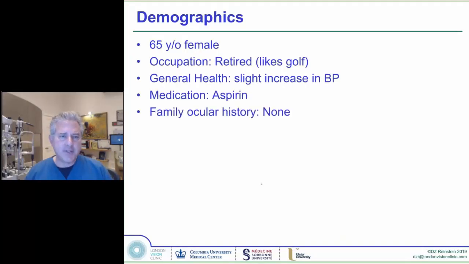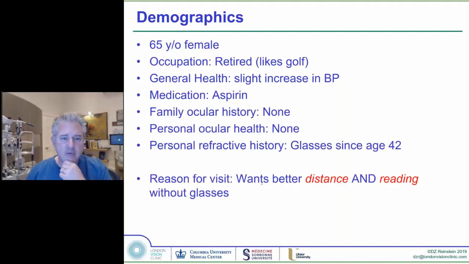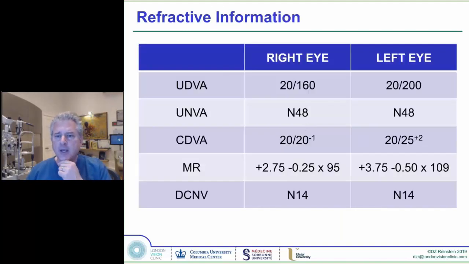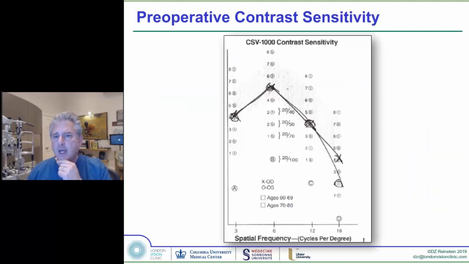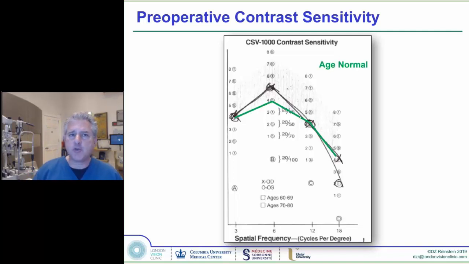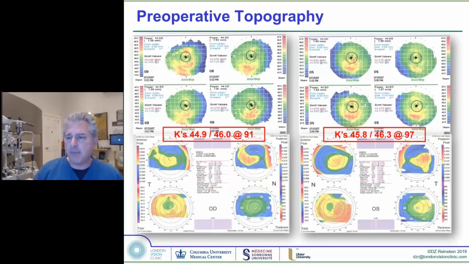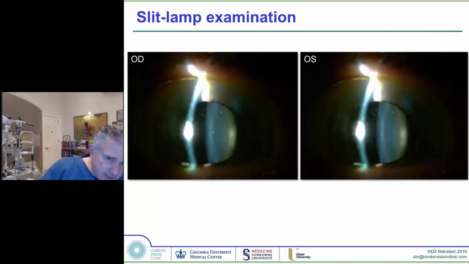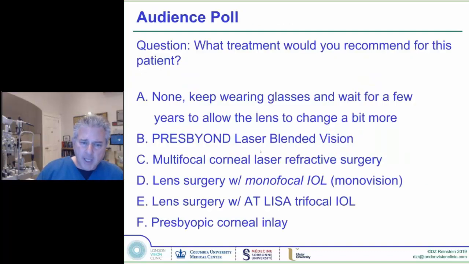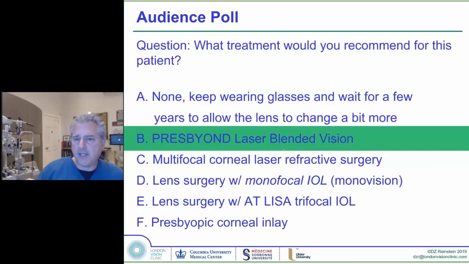So we have a 65-year-old female who presented with a relatively high hyperopia, and she had normal contrast, above age normal. Her topographies looked great. Her Ks were within reason. Her corneal thicknesses were sufficient. And yes, she had a little bit of lens changes you'd expect for a 65-year-old, but we performed blended vision.